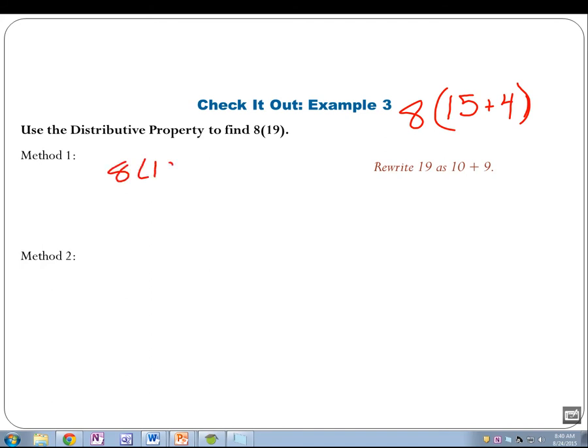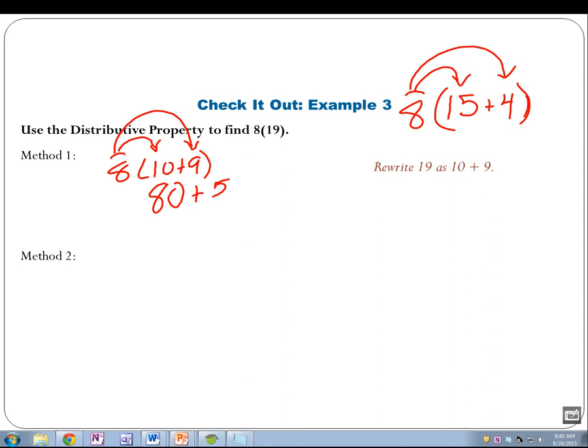So 8, 10 plus 9 on that side. Then we are going to distribute our 8 into the parentheses. So we have 8. I'm going to multiply that. I'm going to multiply that. I have my 8. I'm going to distribute inside here. I'm going to distribute inside here. So now I have 80 plus 72.